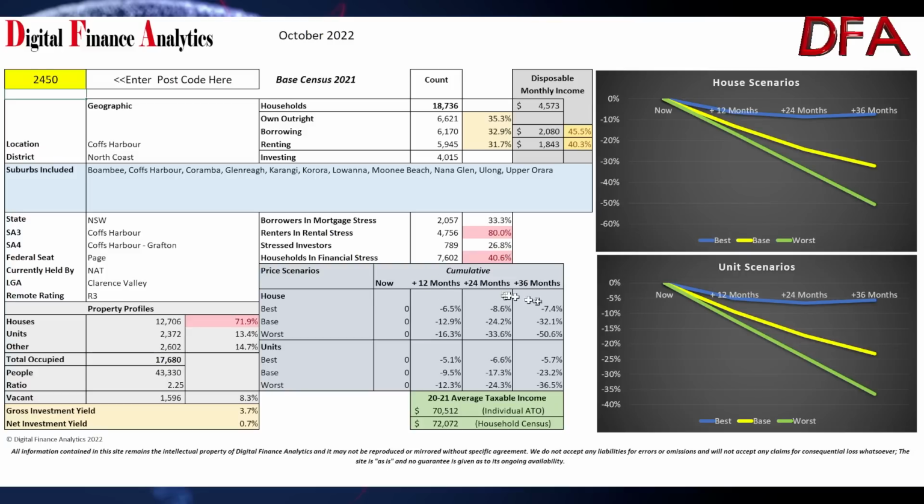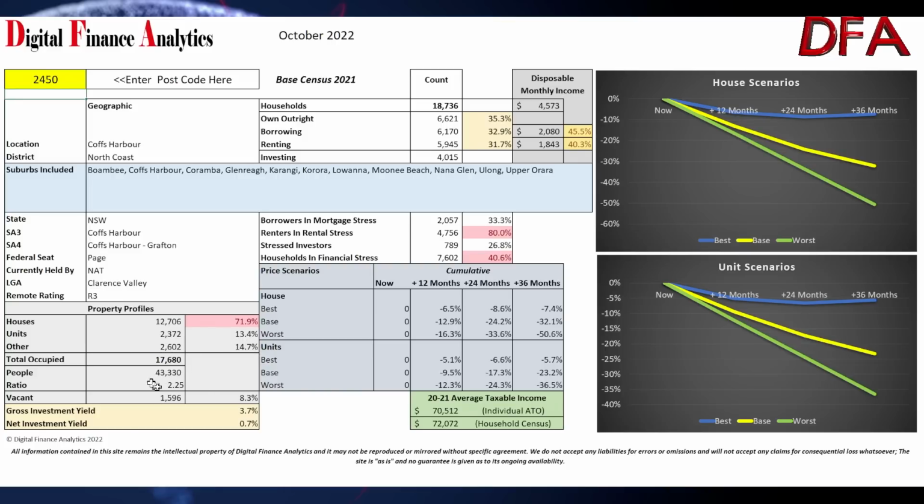Scenarios are for houses, the best case is a fall of about 7% cumulative over the next 3 years. In fact, it will be a slightly smaller fall in the third year. The base case is a fall of about 30% over 3 years cumulative, and the worst case is a fall of 50% cumulative over 3 years for houses. Units a little less severely falling. There are 71% of properties that are houses, 13% are units, and 14% are other types of property.